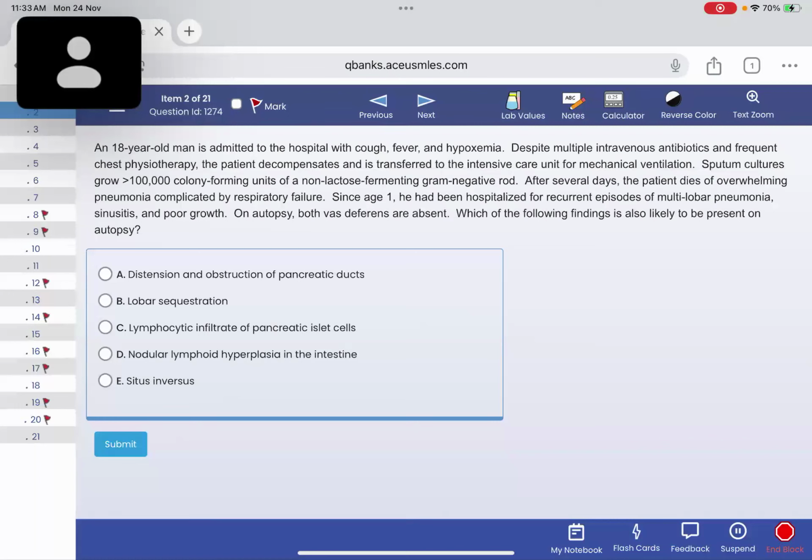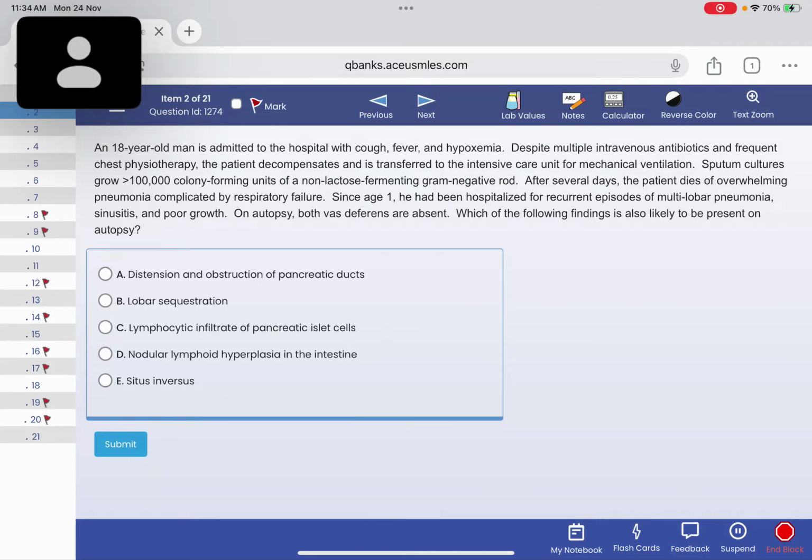Because he has these recurrent infections, he has poor growth because of the pancreatic insufficiency, sinusitis, and vas deferens absence. These are important clues for cystic fibrosis, right? So the correct option is Option A. Distension and obstruction of pancreatic ducts. You have obstruction all over the body in different ducts in a cystic fibrosis patient, right? Obstruction of the pancreatic duct is the correct option, right?